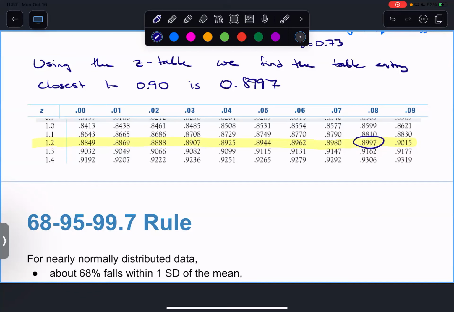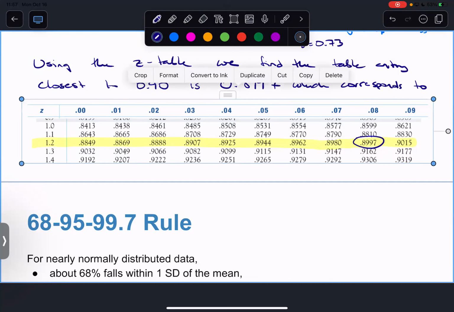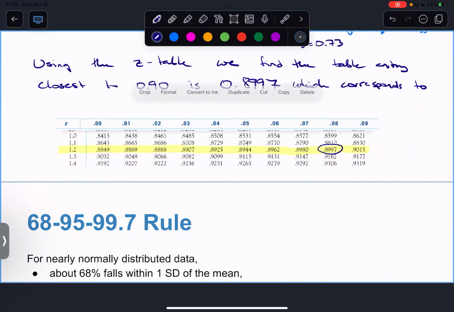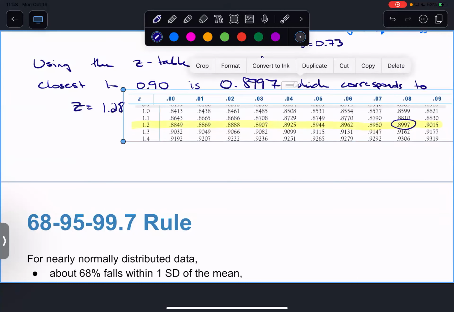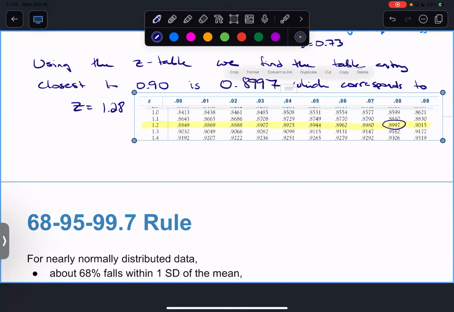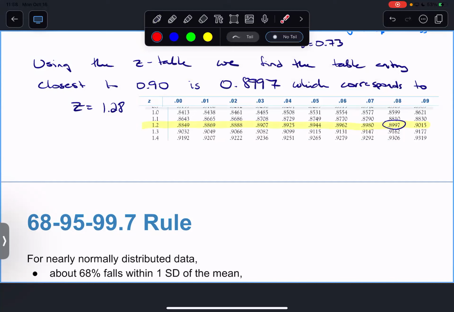Which corresponds to, shrink it down a little bit, z equal to 1.28. Gonna try to keep it on just the one page here. So now I have the z.